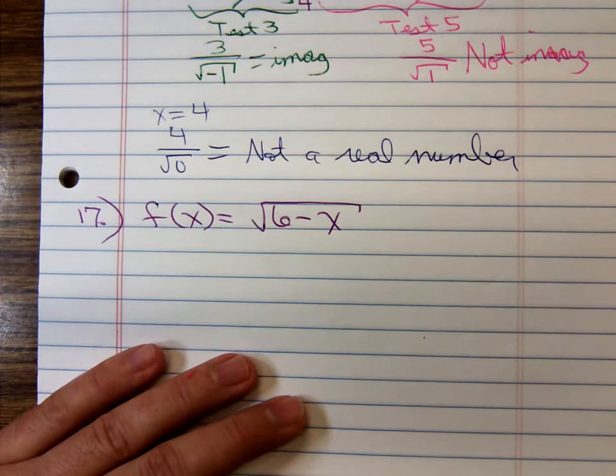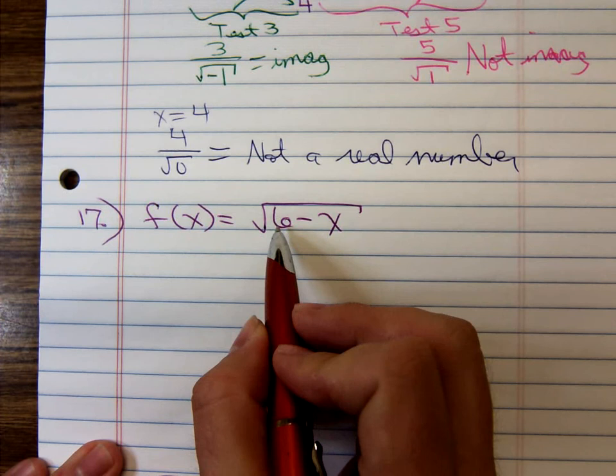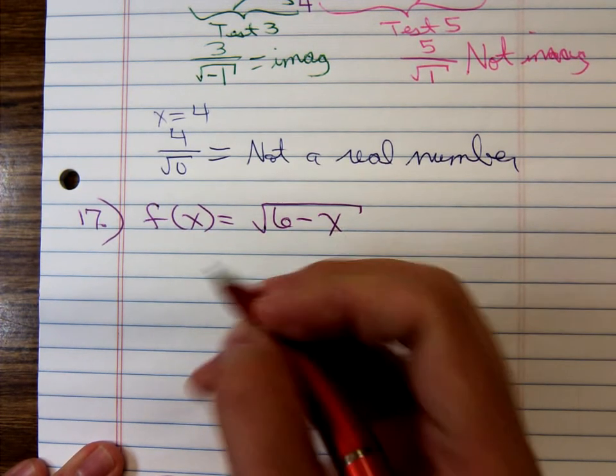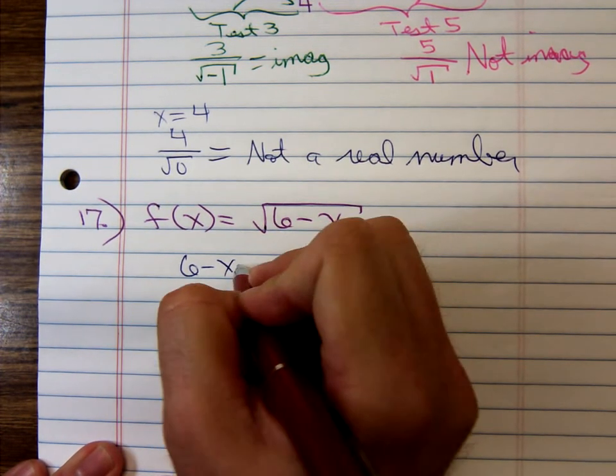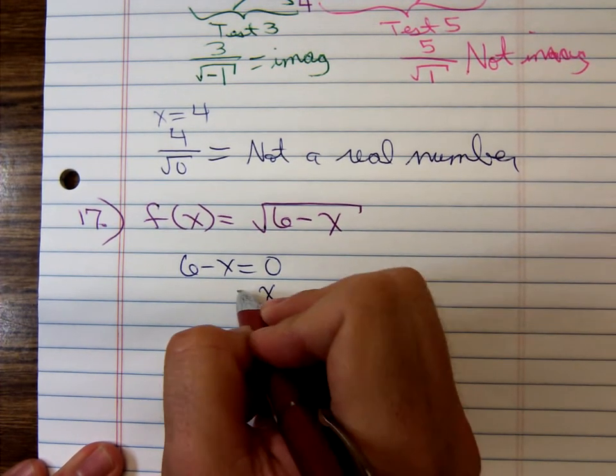Number 17 will do the same thing. I see it's another problem involving a square root. So I ask myself, when is the radicand equal to 0? When does 6 minus x equal 0? Moving the x over to the right, we get when x is equal to 6.